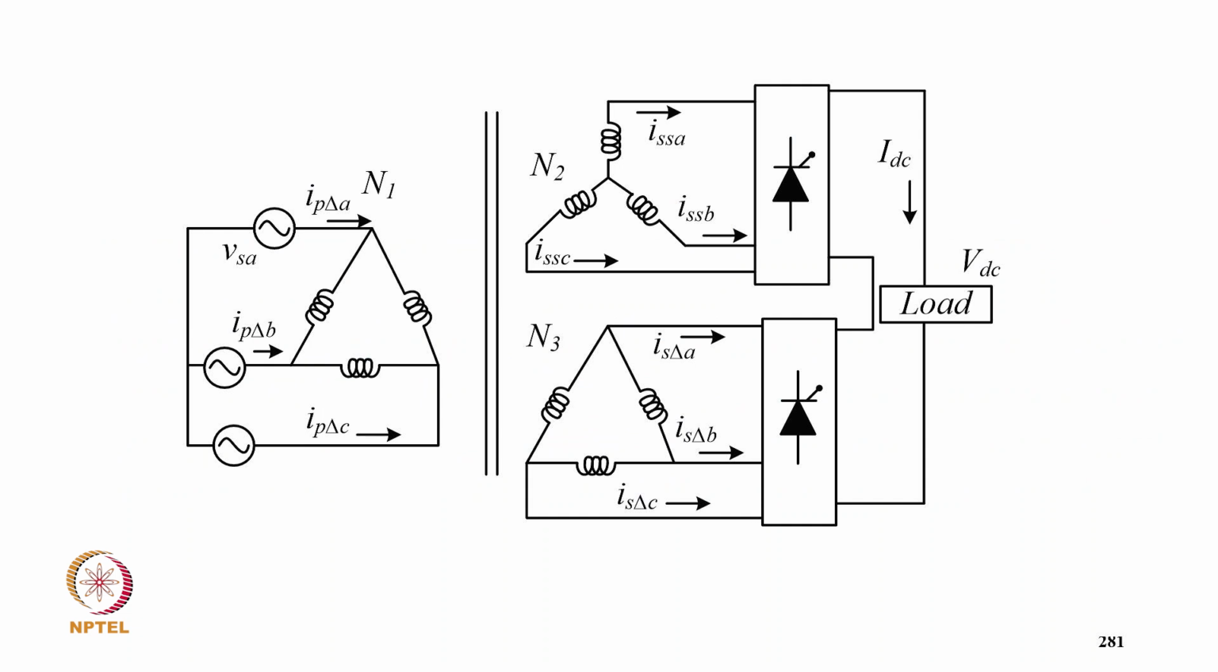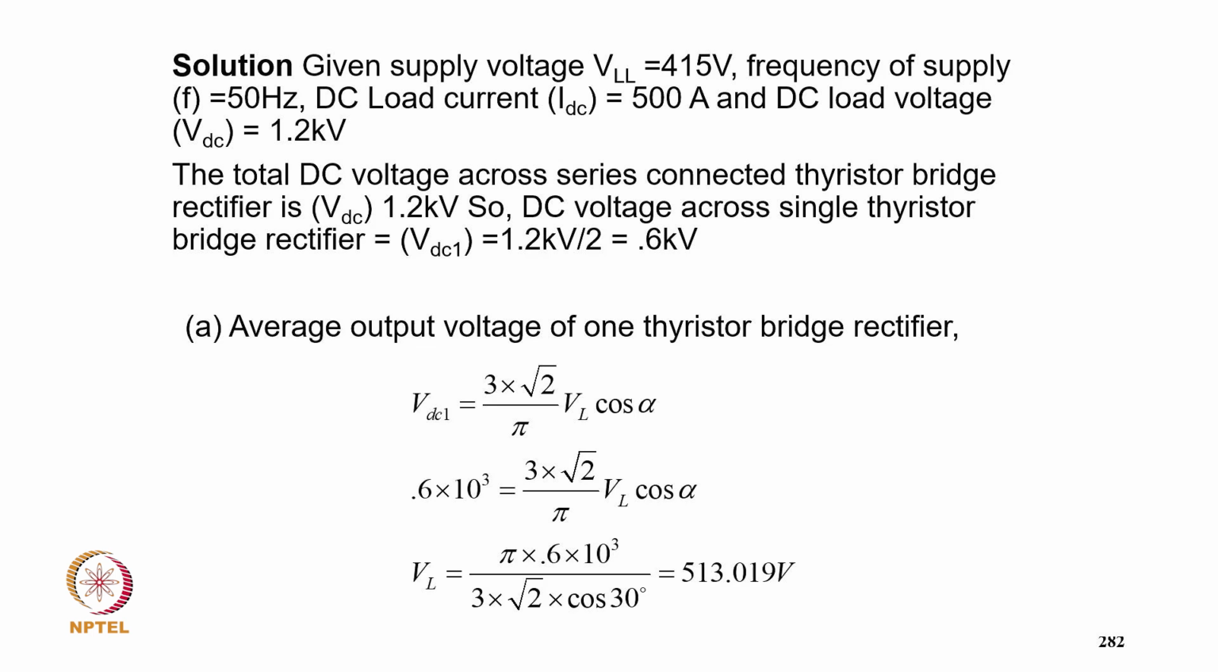So this is typically a 12 pulse controlled rectifier, delta to star delta, and the series connection does not need an interface transformer. Coming to the solution, given supply voltage VLL equal to 415 volt, frequency of supply 50 Hz, DC load current is 500 ampere, and DC load voltage is 1.2 kilovolt. So the total DC voltage across the series connected thyristor bridges is 1.2 kilovolt. The DC voltage across a single thyristor bridge is 1.2 divided by 2, or 600 volt.